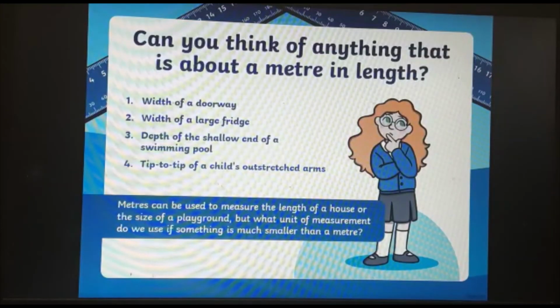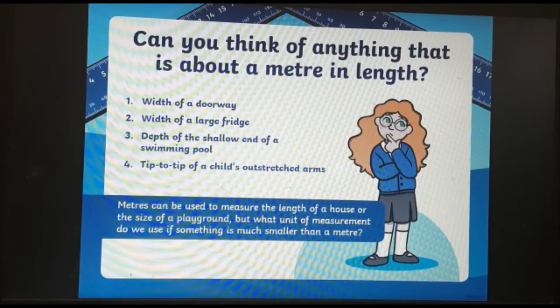Meters can be used to measure the length of a house or the size of a playground, but what unit of measurement do we use if something is much smaller than a meter? Now, I told you that the meter is the unit of measurement we use to find the length of something which is bigger. But what do we do if we want to measure something which is very small and much less than a meter? Let's go ahead and find out.